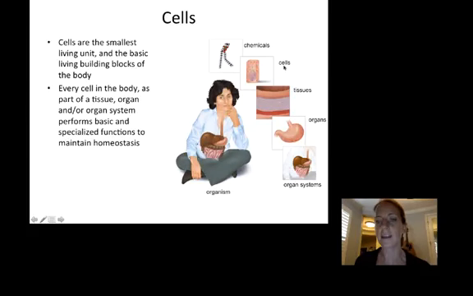And in each of their specialized ways of maintaining homeostasis and functioning, they then make up individual tissues. Tissues then make up organs, organs then combining all of their specialized functions to make up organ systems. Many organ systems together make the complete organism, which is the human body.